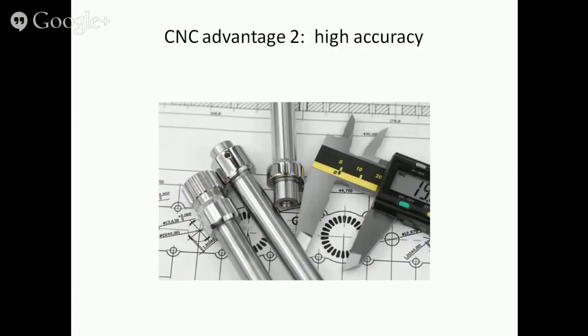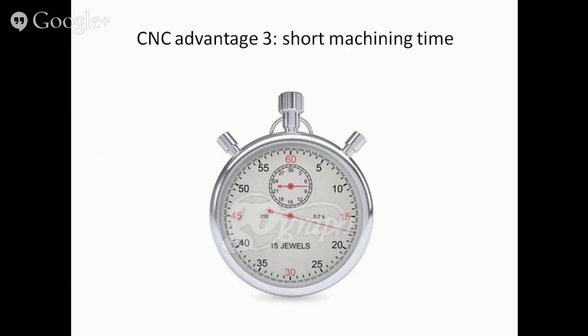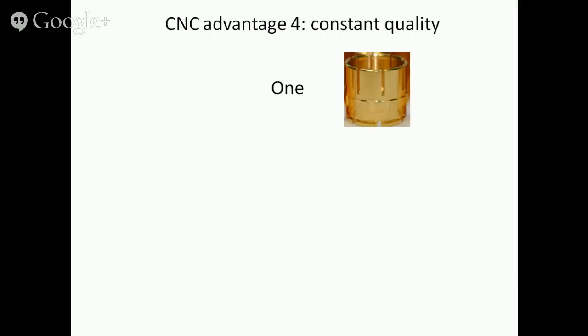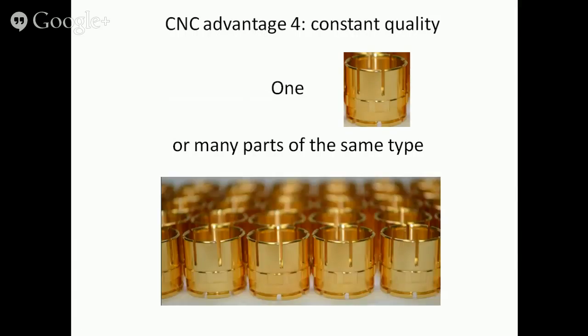Another advantage is high accuracy. Parts are produced with constant and high accuracy. Short machining time is another advantage. After the program has been produced and the machine has been set up, machining time is very short. Whether we produce one or many parts of the same type, the quality remains constant.